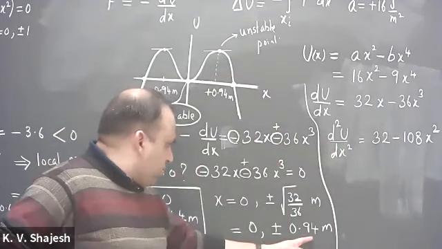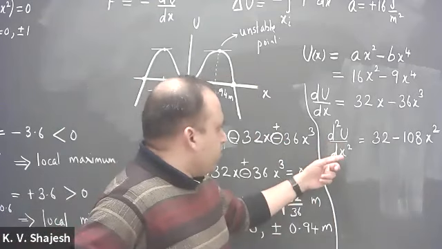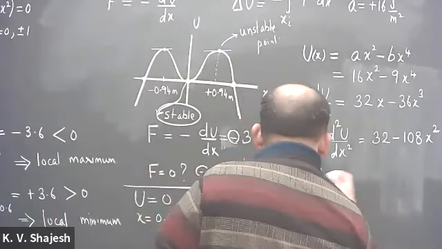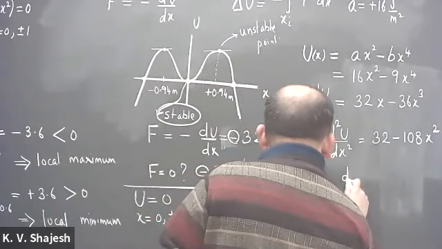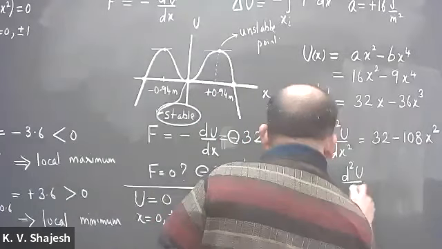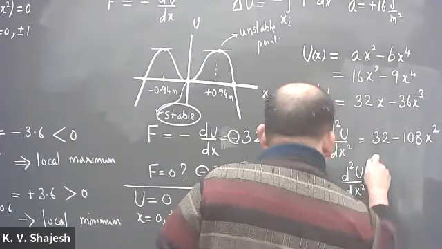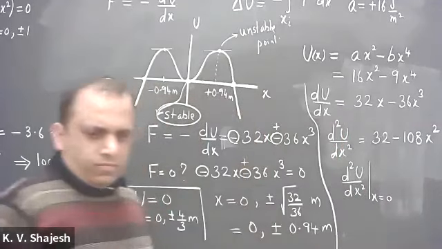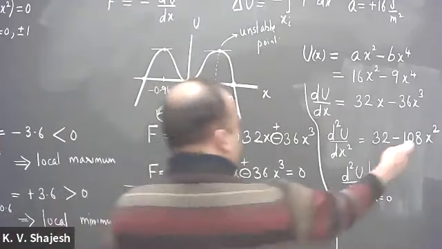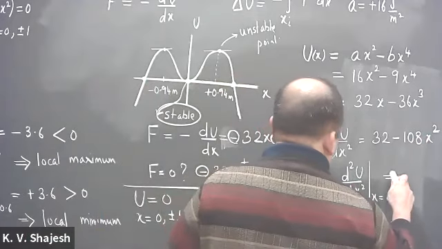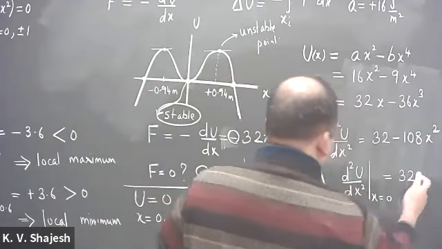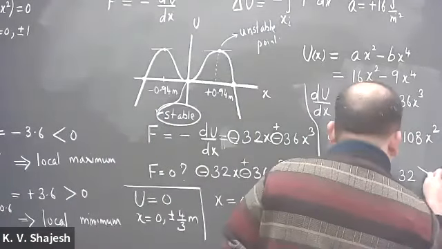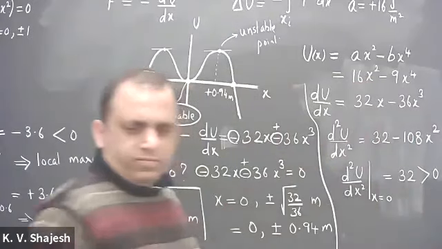So at each of these 3 points, I want to see what is the value of this. Is it positive or negative? So let me evaluate that. First let me start with 0. Second derivative of u with respect to x evaluated at x equal to 0. So I set x equal to 0 here, that's just 32. And that's greater than 0.